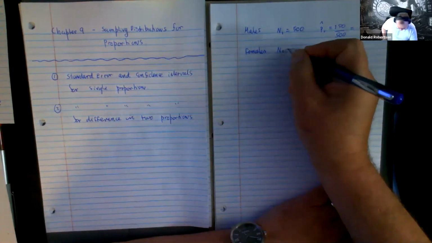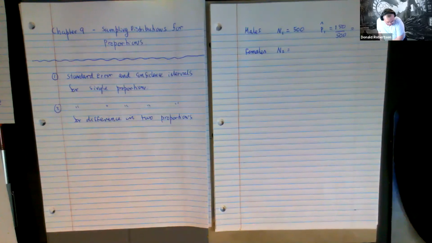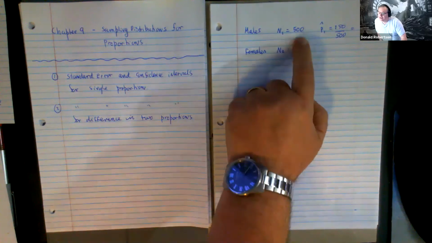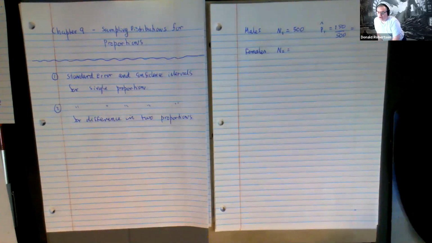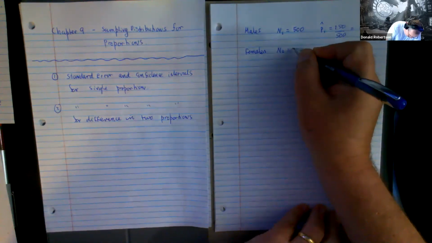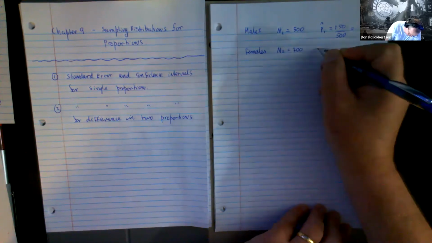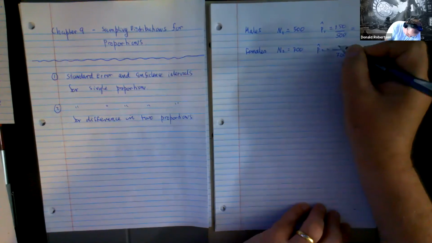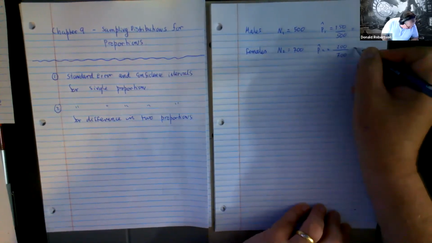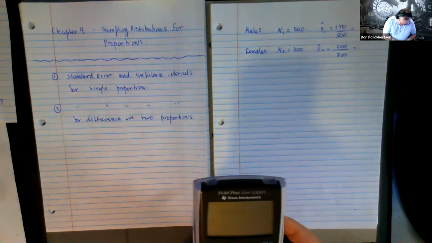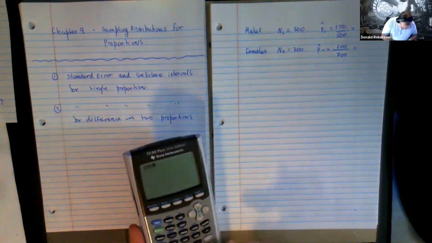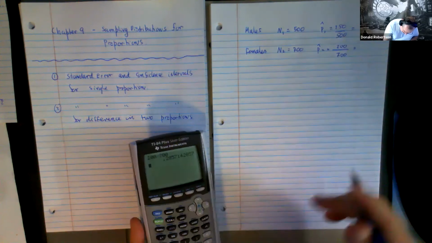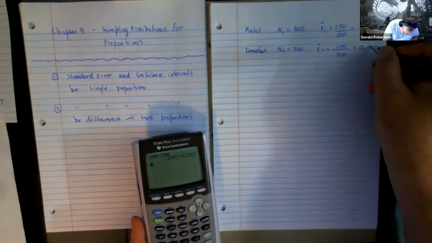And then we got a totally different group of self-identified females, and we asked them. It's quite common that both samples are the same size, but they don't need to be. So I'm going to be awkward and pick a different sample size, 700. Out of those 700, 200 said that they smoked. I'll round this off to 3 decimal places.